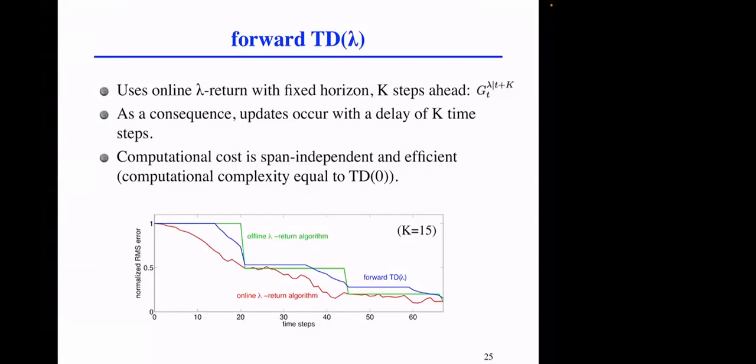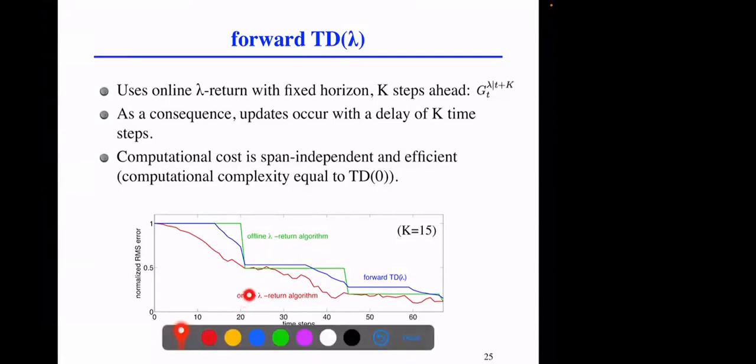Here again, I show the online lambda return algorithm, and over here, which is the red line, the offline lambda return algorithm. And I have now this new method, forward TD lambda, that uses an online lambda return with a fixed horizon, and I use k is 15 here, which you can see over here. So it's not as good as the online lambda return algorithm, but it's still a very decent performance.